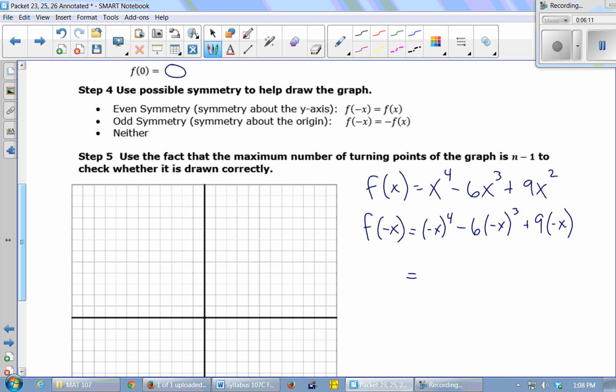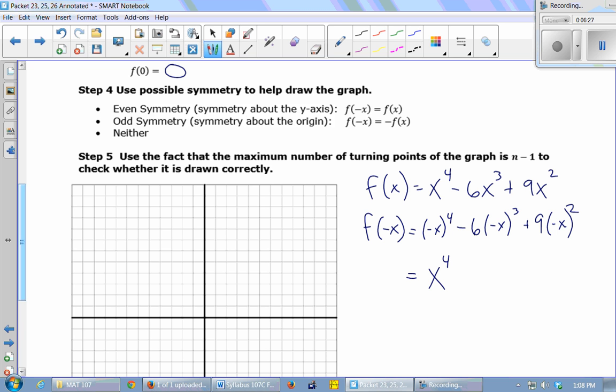It's x to the fourth. Oh yeah, for the last one, there's a squared on there. Thank you. Yeah, so if I take a negative x and I raise it to the fourth, that means negative x times negative x times negative x times negative x. Four negatives make a positive.